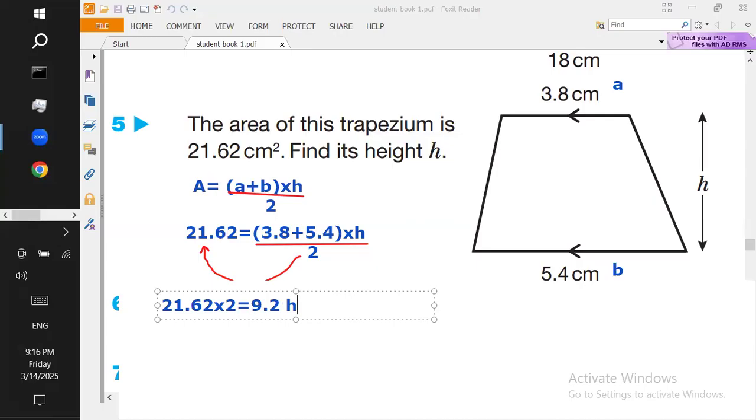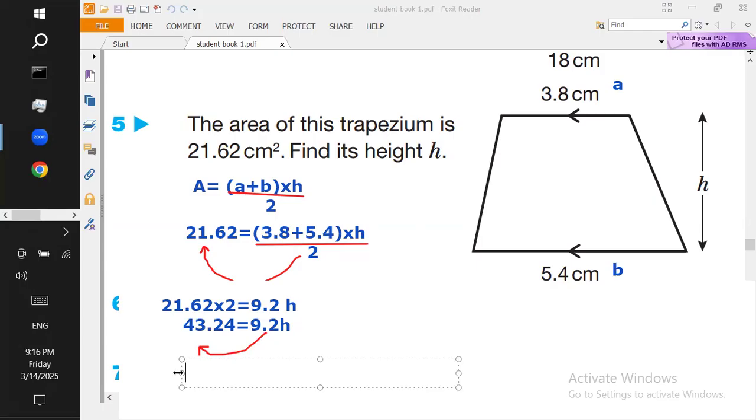Now, I'm going to multiply 21.62 by 2. It will give me 43.24, which equals 9.2h. Now I need to make h the subject. It means I have to change the place of the 9.2. The 9.2 is multiplied by the h, so I can divide by 9.2 here. So take it by division.